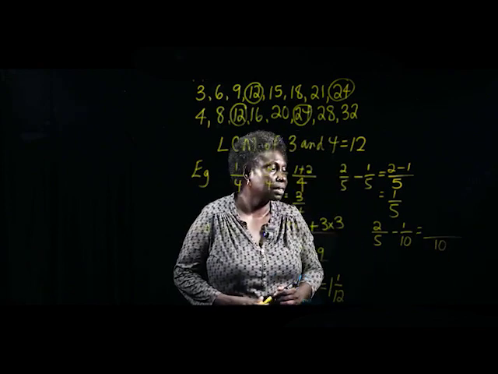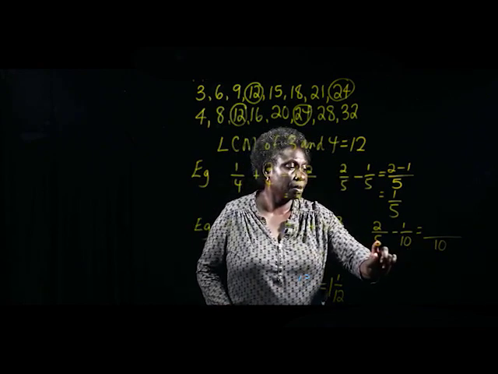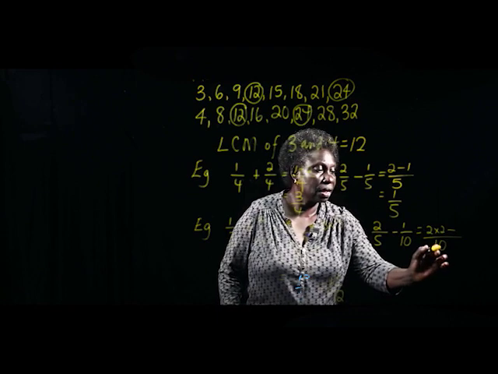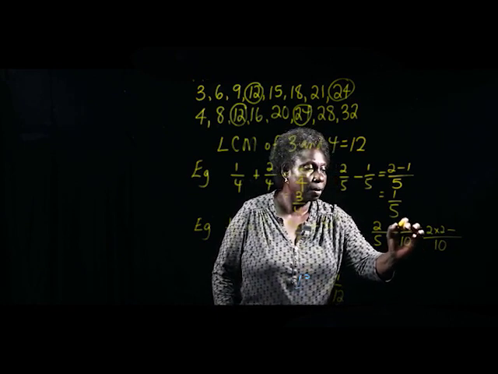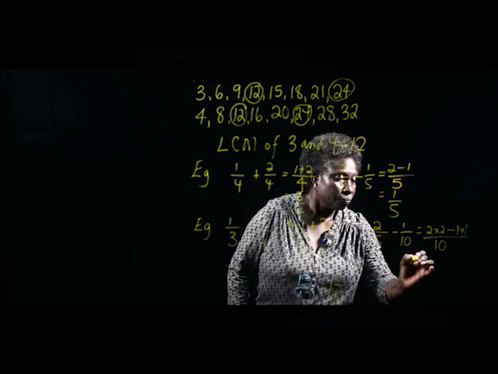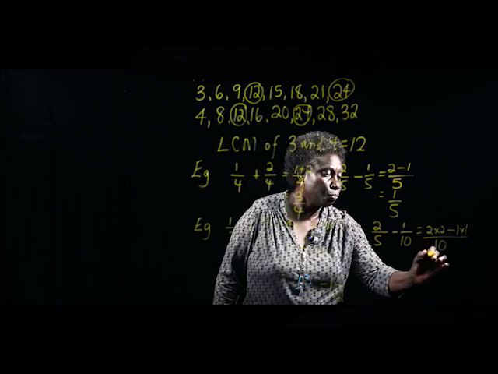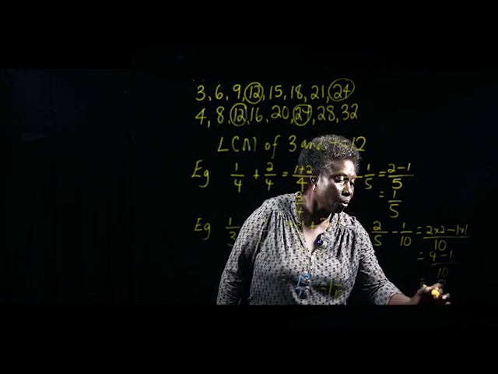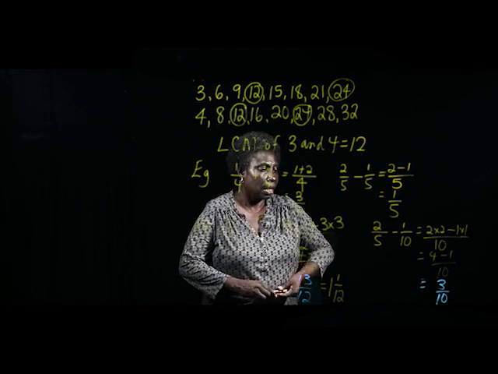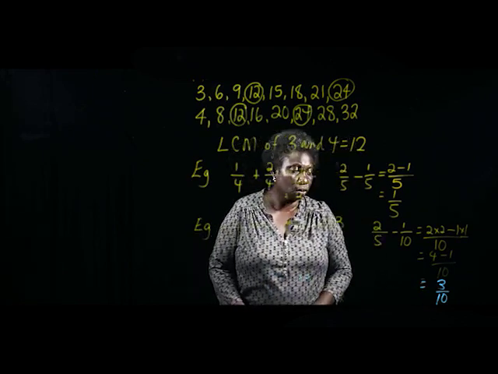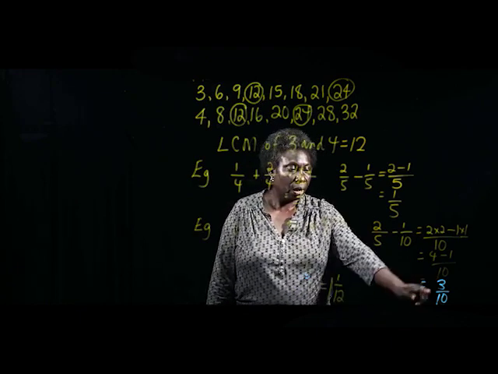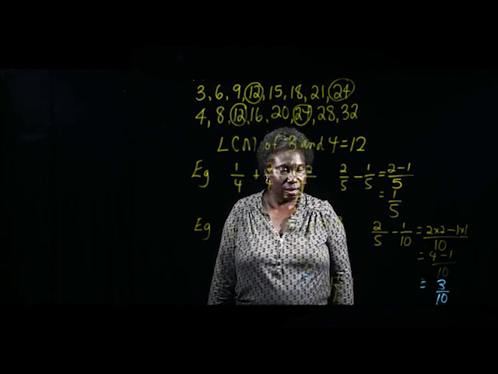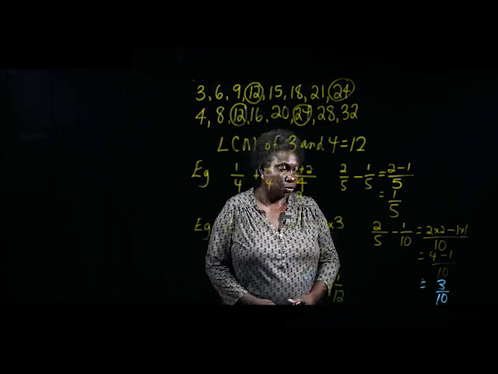Then I divide 10 by 5. 10 divided by 5 is 2. 2 times 2 minus 10 divided by 10 is 1. 1 times 1 is 1. So I have 4 minus 1 over 10, and my answer is 3 over 10. This fraction cannot be changed because it is a proper fraction, whereby the numerator is smaller than the denominator. So my answer is 3 over 10.